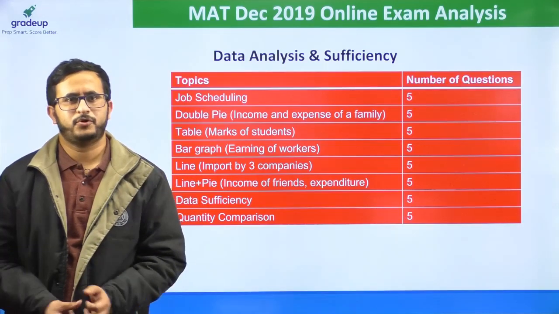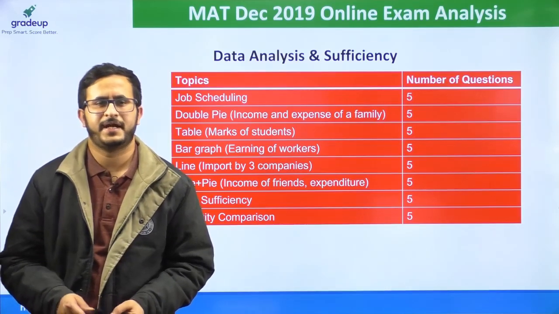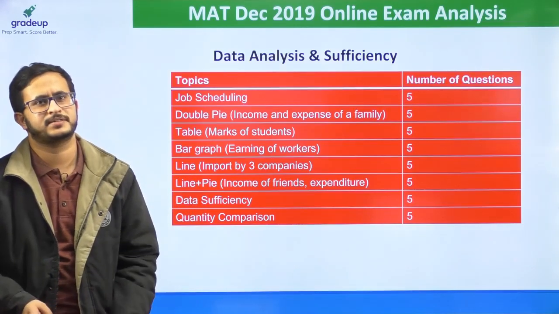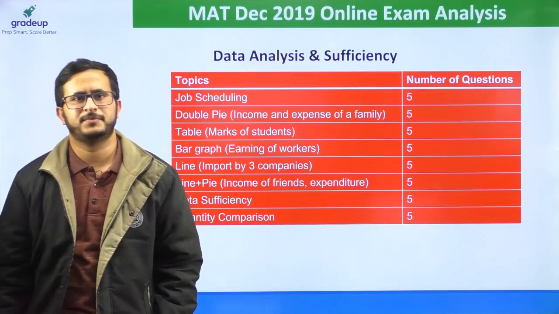Line graph on import by 3 companies, that involved just addition, subtraction. That was the easiest of the set, so you just had to add, subtract or find averages. So those were very direct questions from this set.